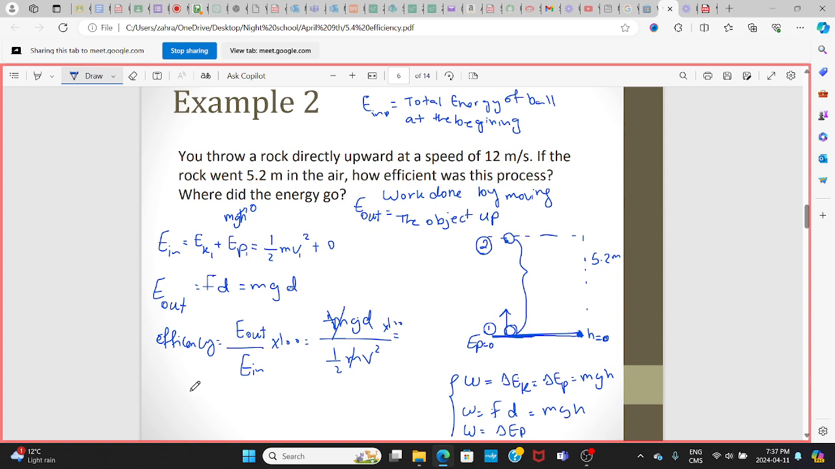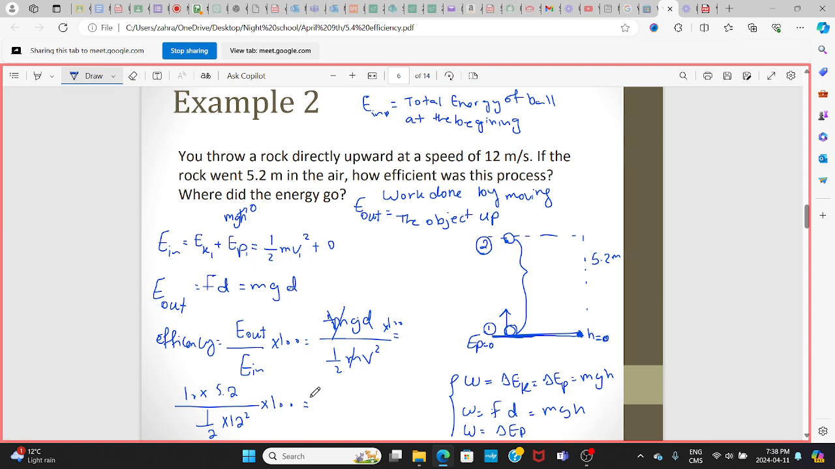I'll just put some number. 10 multiplied by 5.2 divided by half. Velocity, what was the velocity? It was 12. 12 power 2. Always, if you do this and you get the efficiency more than 100, you have done something wrong. You have to check it back.